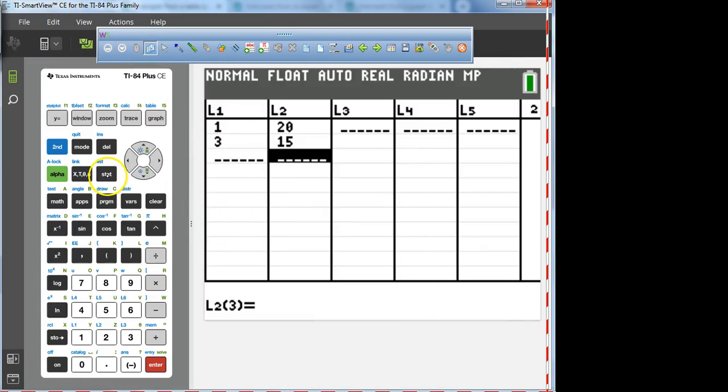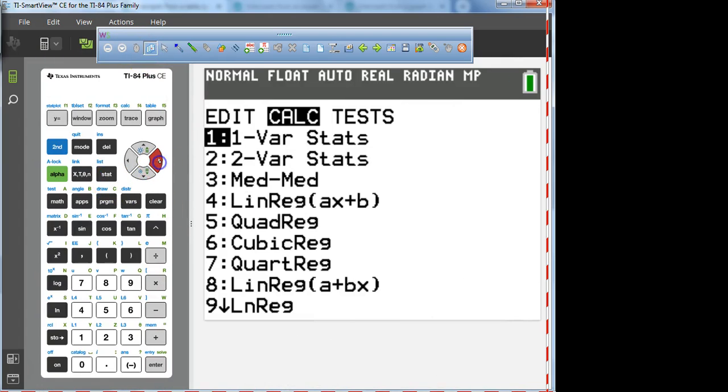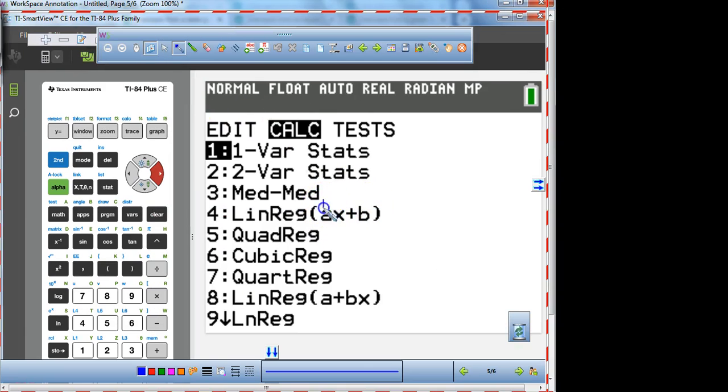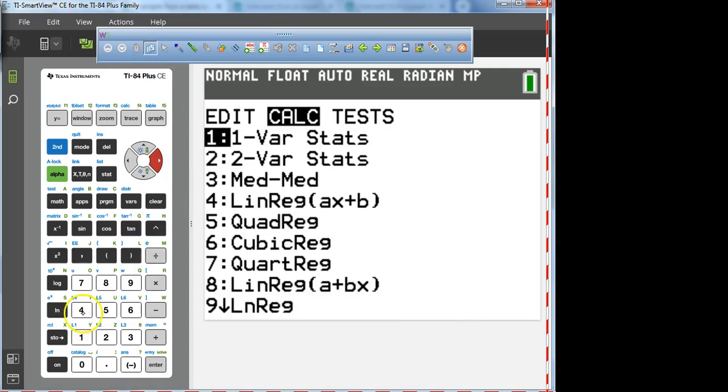From there, you hit the stat button again, you go to the right, you go down to where it says line reg. Basically, it's linear regression. But your a value represents your slope and your b value represents your y-intercept. Now, you're used to seeing mx plus b, but just so you guys know, m and a mean the same thing.